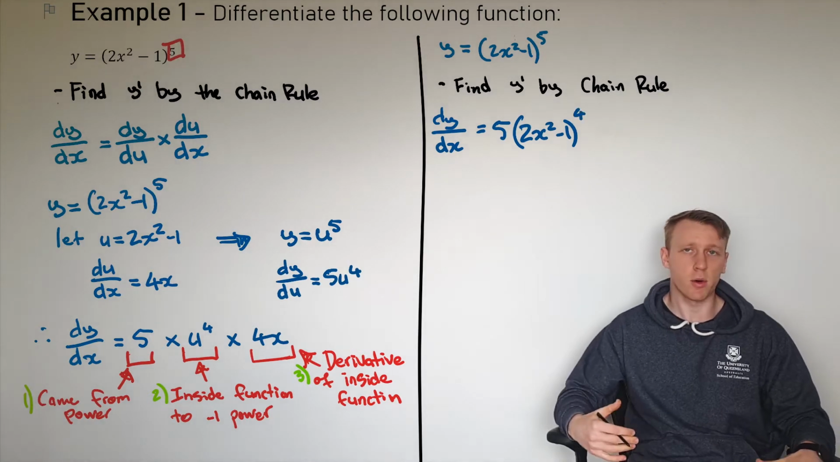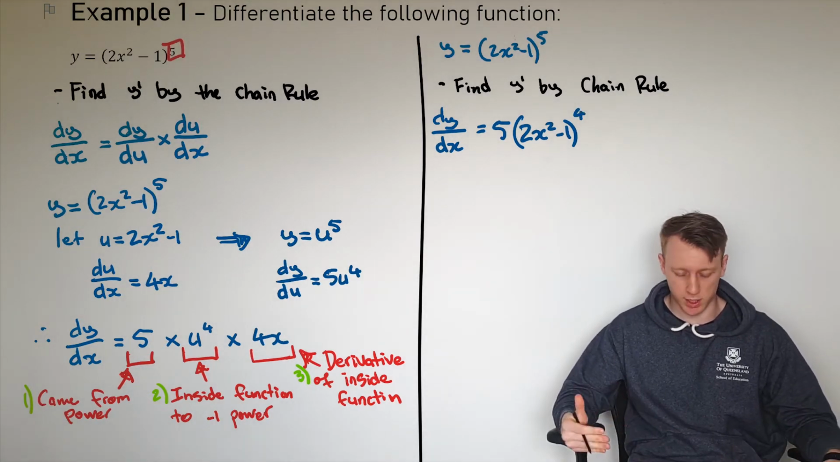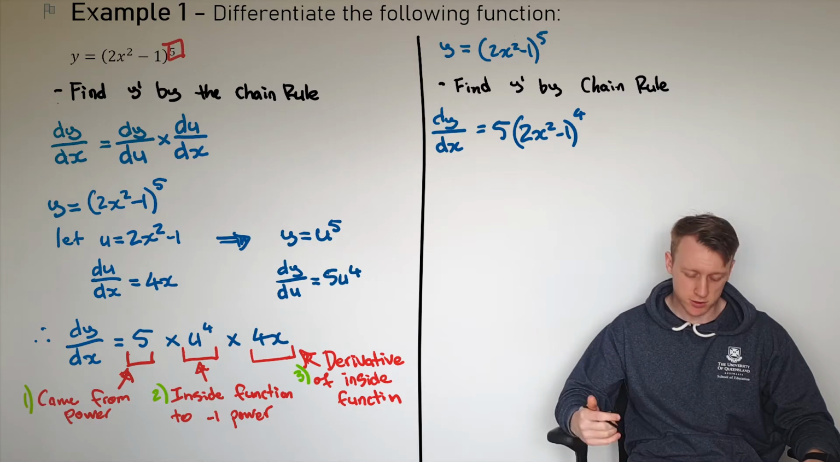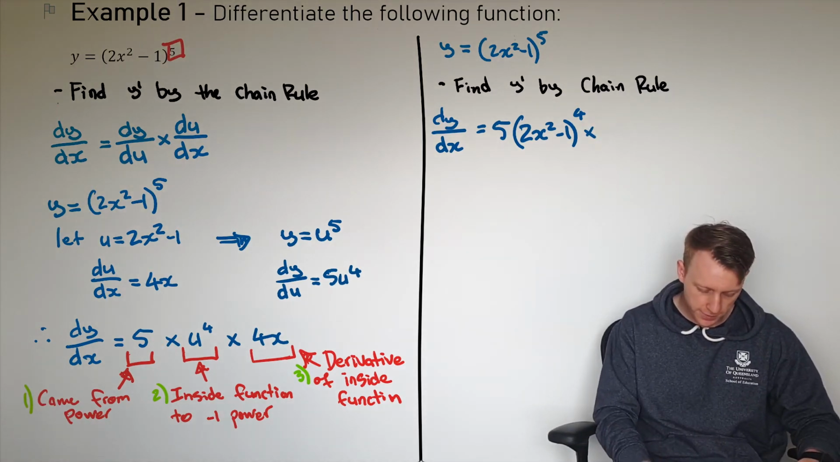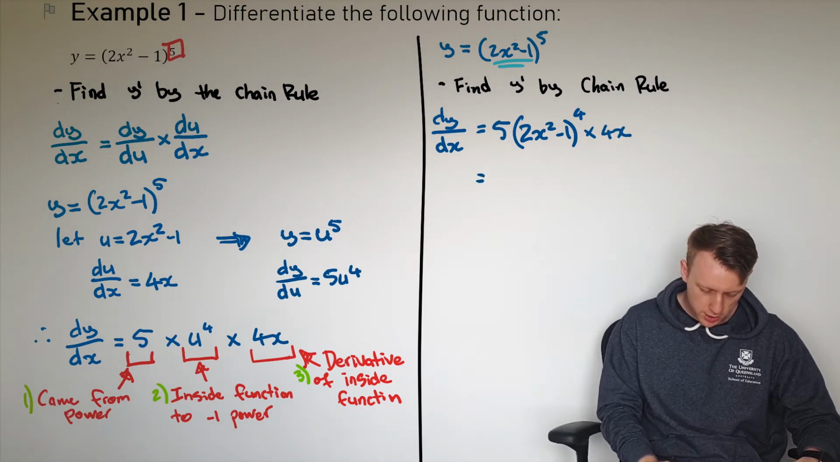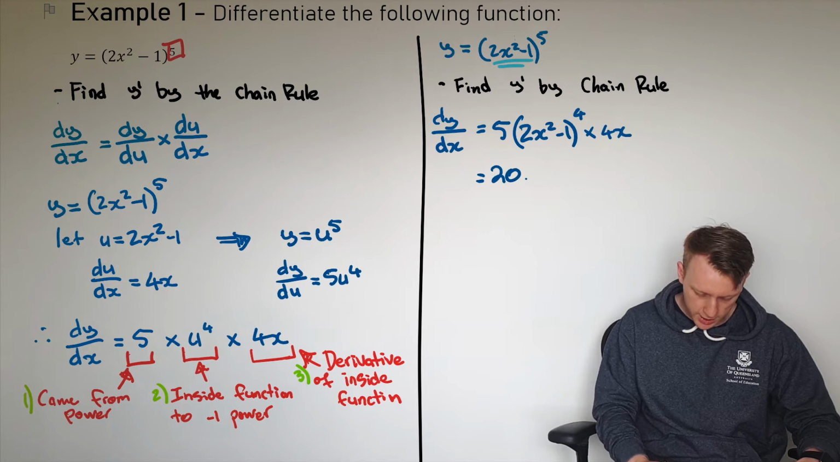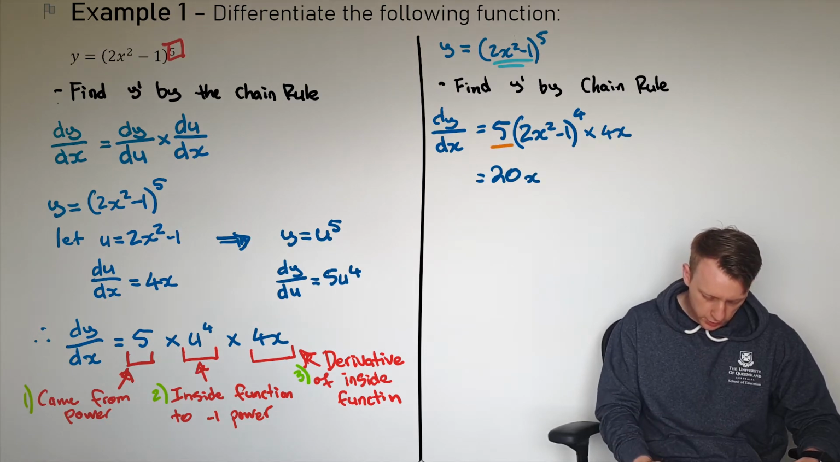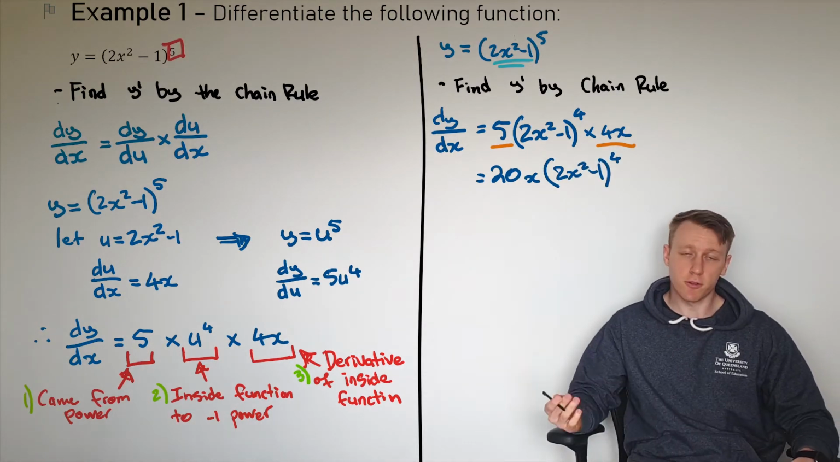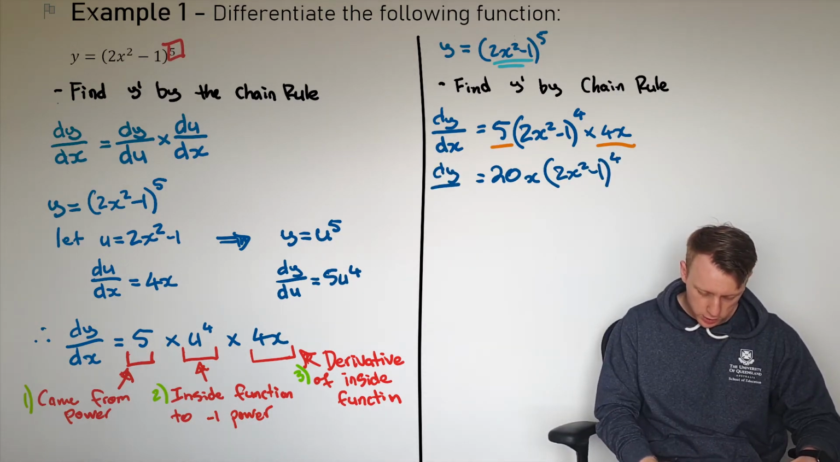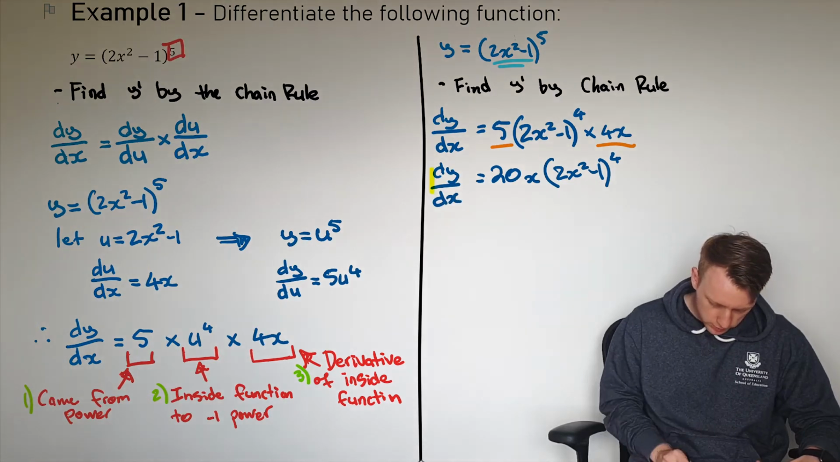to the power of whatever it was minus 1. In this case, 5 minus 1 gives us 4, and then we need to multiply that by the derivative of the inside function, which is just going to be 4x. We can clean that up to be 20x by collecting 5 and 4x there, outside of 2x squared minus 1 to the power of 4, and that is our derivative using the fast chain rule.